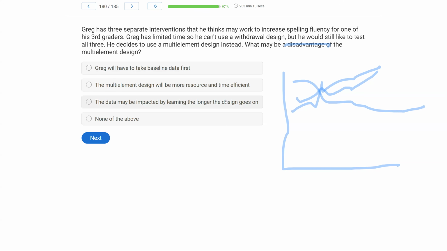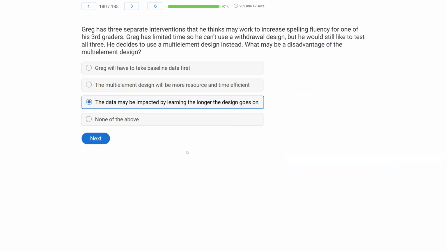C, the data may be impacted by learning the longer the design goes on. Yes, this is an issue with multi-element designs. As we go on, the interventions are being rotated, and it's a good chance that the third graders are learning from each intervention, which is affecting the next intervention coming after the prior one. So that's something we have to be aware of when using a multi-element design, that learning is very likely taking place.